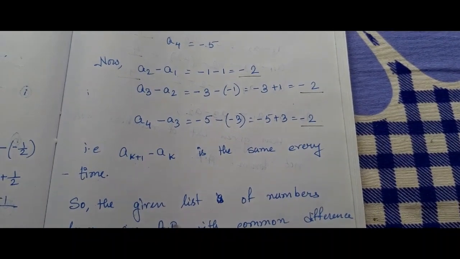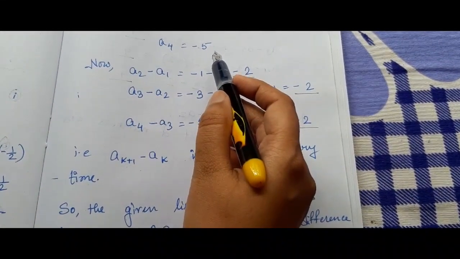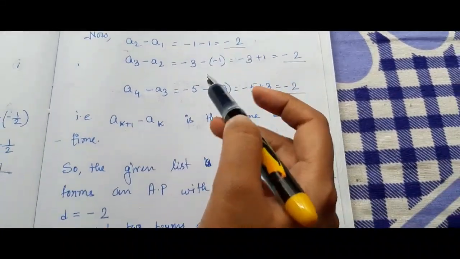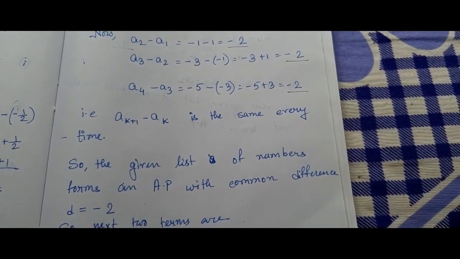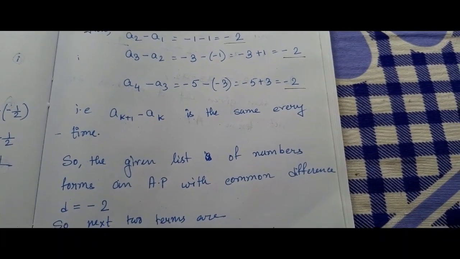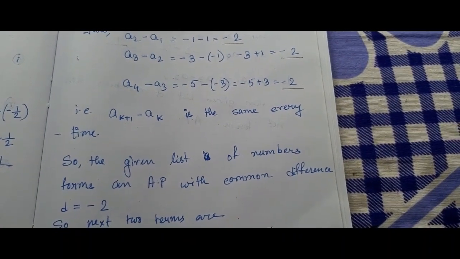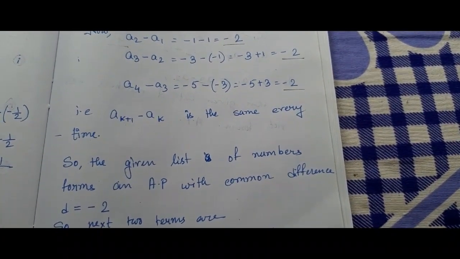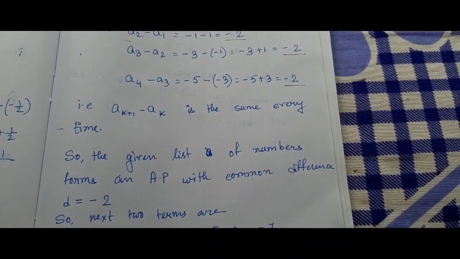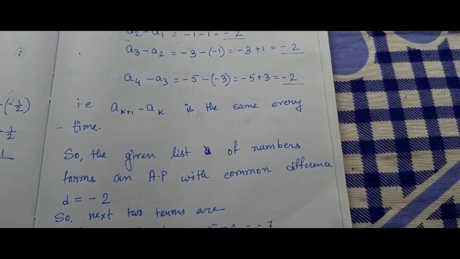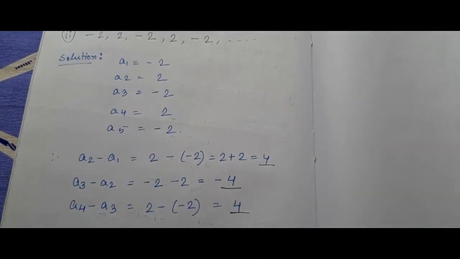So if the common difference is minus 2 and the fourth term is minus 5, that means A5 will be minus 5 minus 2. So the next two terms: A5 will be A4 plus D, right? What is A4? Minus 5. So minus 5 plus D, which is minus 2. So minus 5 minus 2 is minus 7. Similarly, A6 will be A5 plus D. That's why minus 7 minus 2 is minus 9. Okay. So in this way you have to find the next two terms.